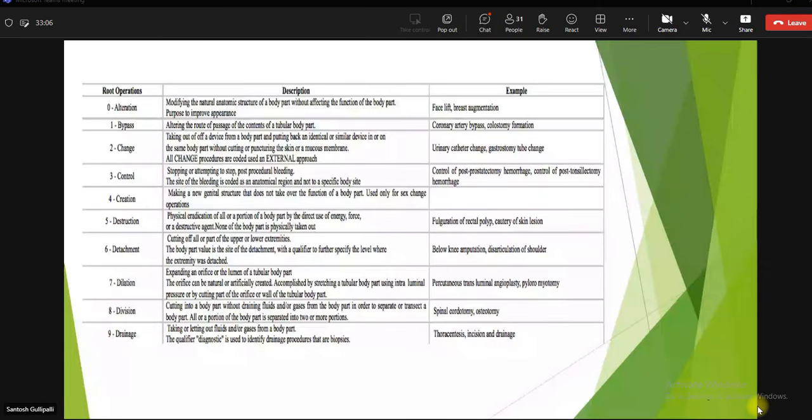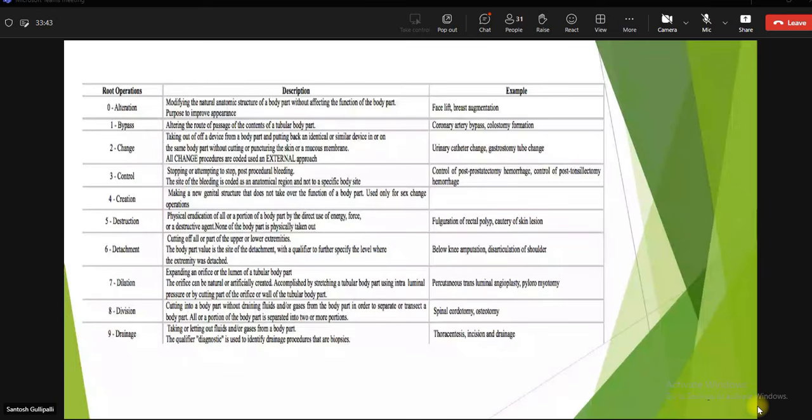Next, how many root operations are there in PCS coding? 31 root operations. Give me some examples: alteration, excision, bypass, resection, transplant, transfer, reattachment, drainage, insertion, removal, replacement, extirpation, fragmentation. These are all examples of root operations. These are all the common basic interview pattern questions, guys.